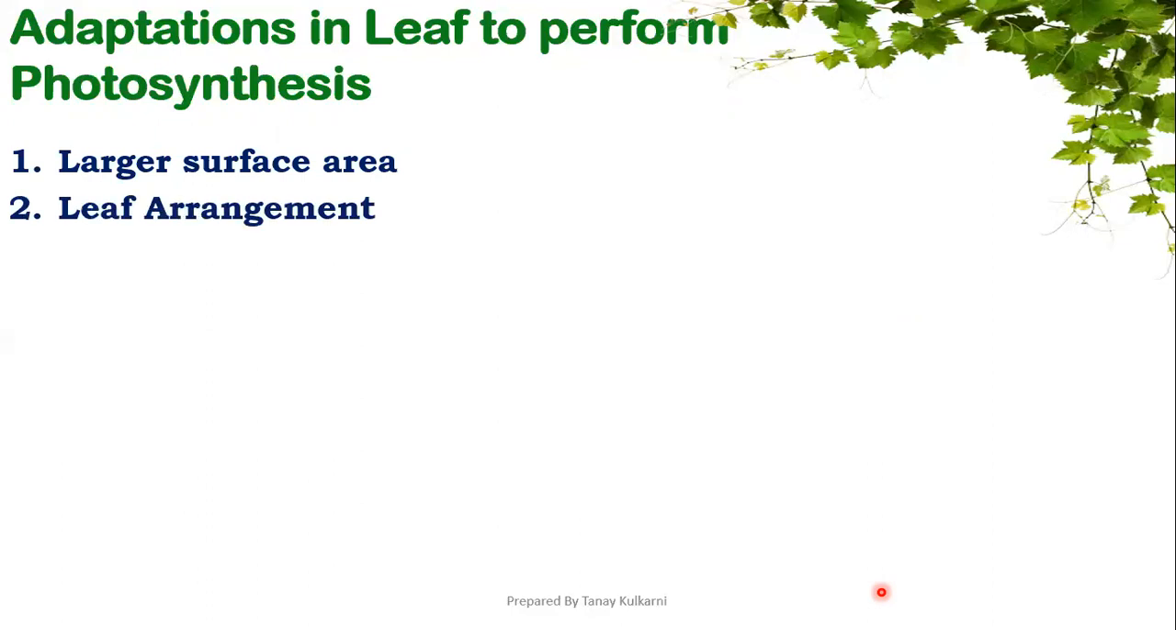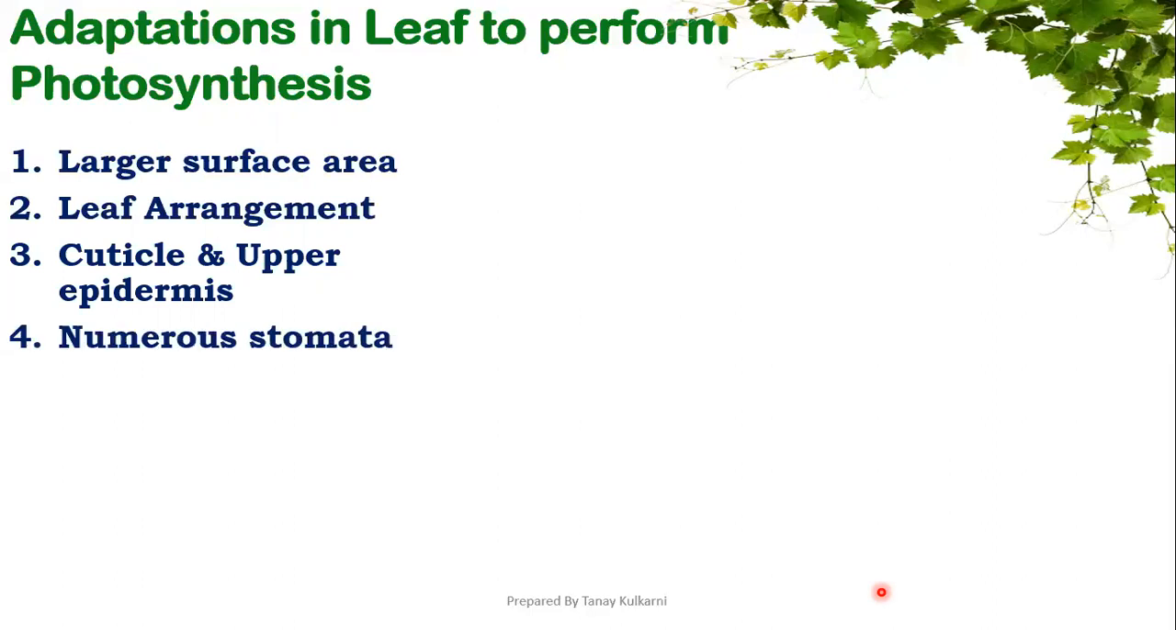Second is leaf arrangement. Students, in biology, we call it phyllotaxy. It is the arrangement of leaves on the branch or the plant. All the leaves should be at the right angle so that they can obtain maximum light from the light source, that is the sun. Cuticle and upper epidermis. Remember, the cuticle present on the upper epidermis should be transparent or as thin as possible, but it should also be waterproof. Water should not get lost and it allows the light to enter inside the leaf freely.